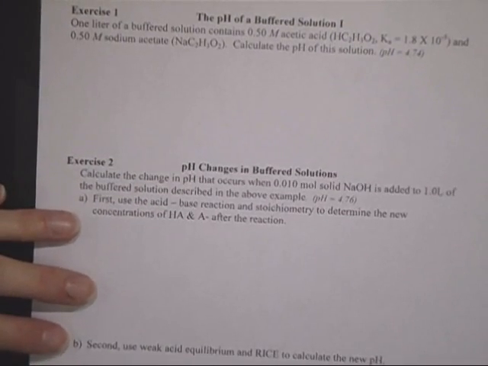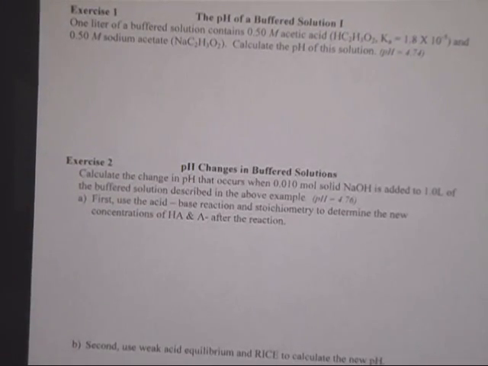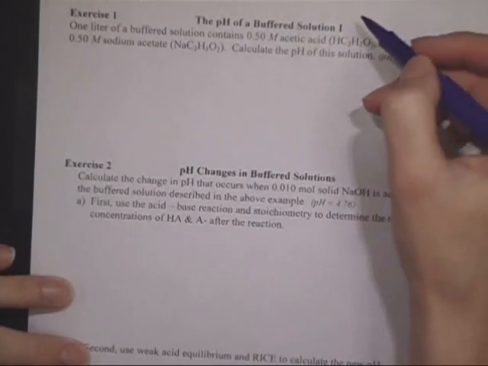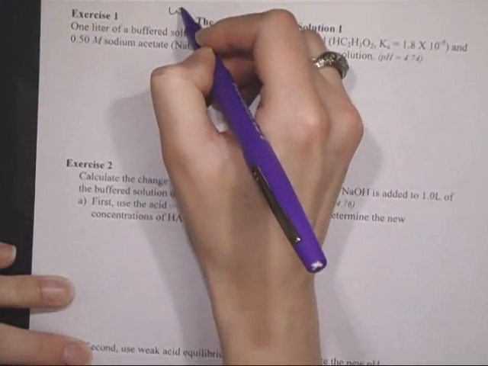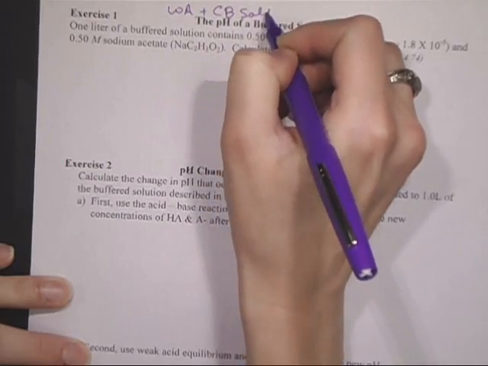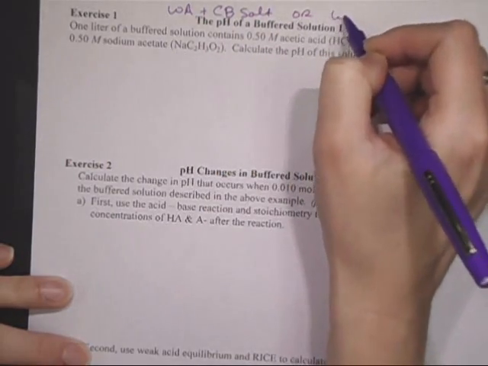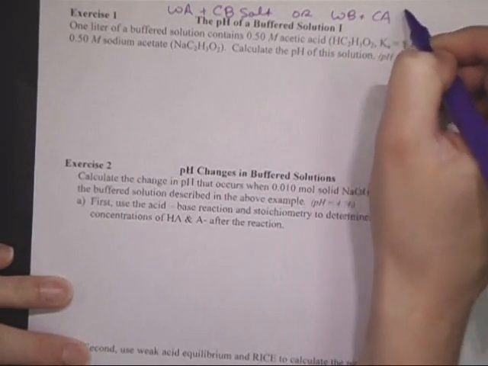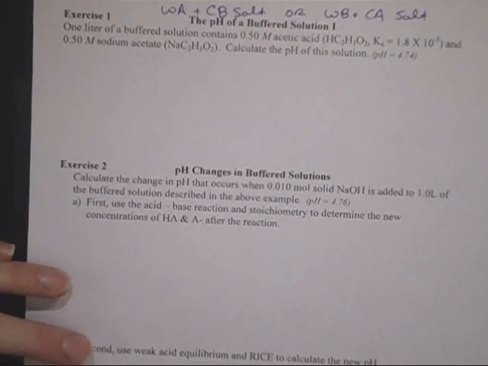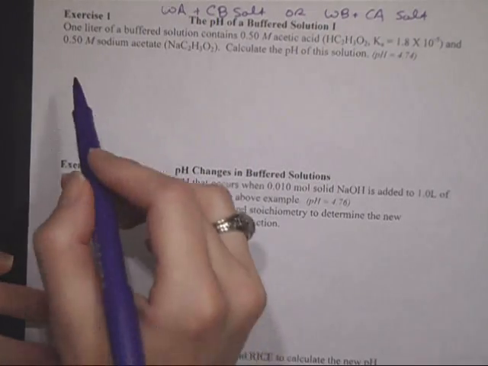So we're going to start off with exercise 1 here. It's the pH of a buffered solution 1. We have 1 liter of a buffered solution that contains 0.5 molar acetic acid and 0.5 molar sodium acetate. We want to calculate the pH. A buffered solution is always going to be a combination of a weak acid plus its conjugate base salt, or a weak base plus its conjugate acid salt. So we're always going to have a combination of those two things in order to generate a buffer.